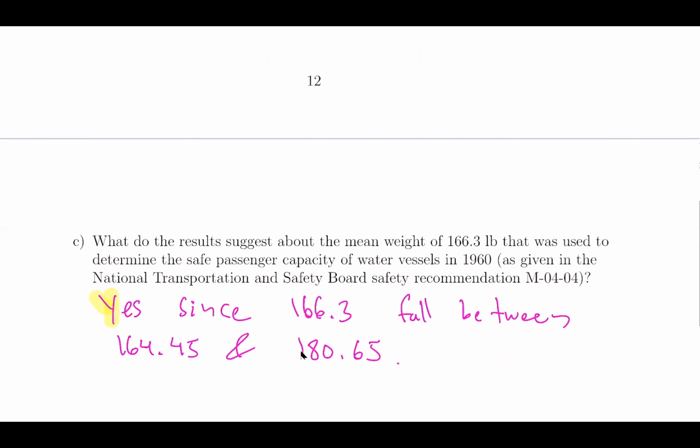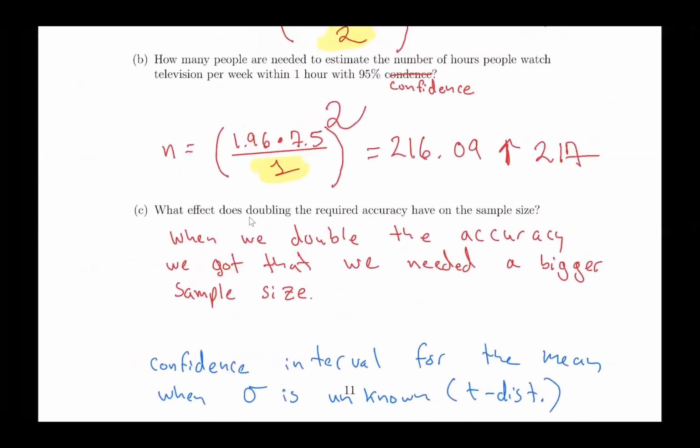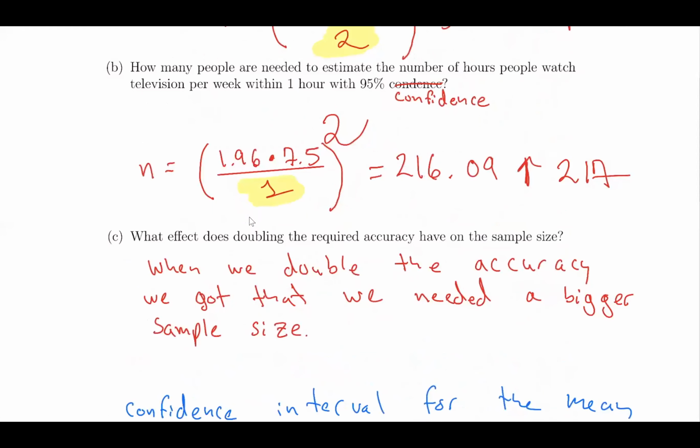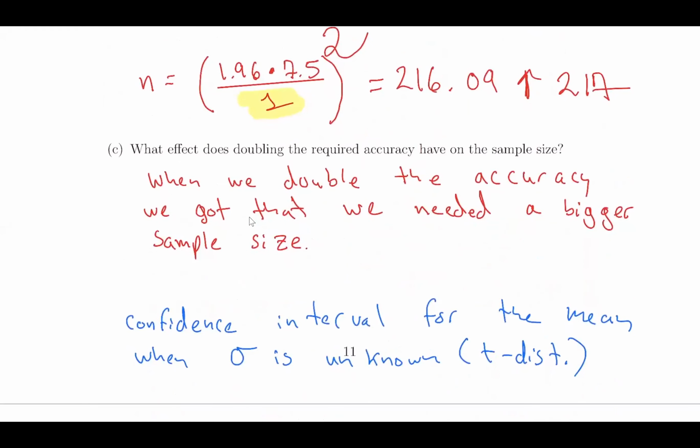All right. Any question for C? All right. What was your question about page 11? Like, what question was it? A, B, C, D? All right, yeah. So for part C, it says, what effect does doubling the required accuracy have on the sample size?